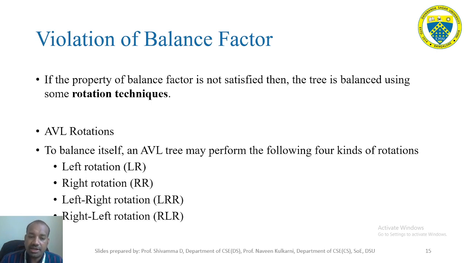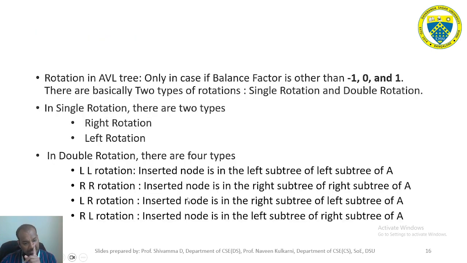There are 2 major kinds, called single rotation and double rotation. So left rotation and right rotation are called single rotations. Left right rotation and right left rotation are called double rotations. You see this here, the first 2 are single rotation, the next 2 are double rotation. Okay, so we will see this with an example.